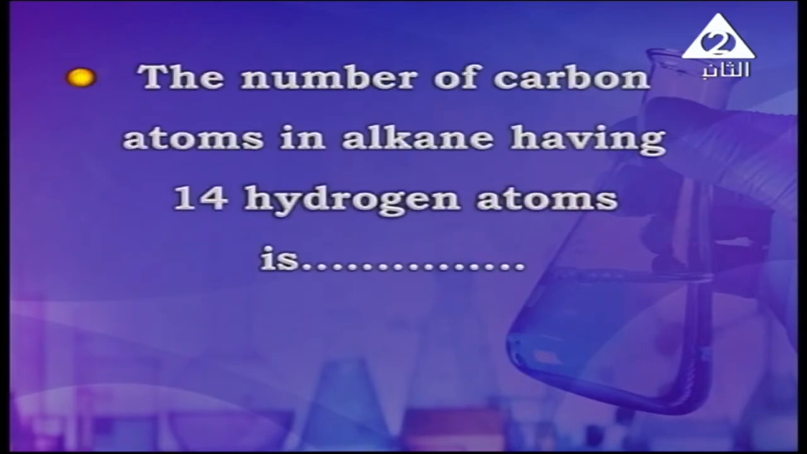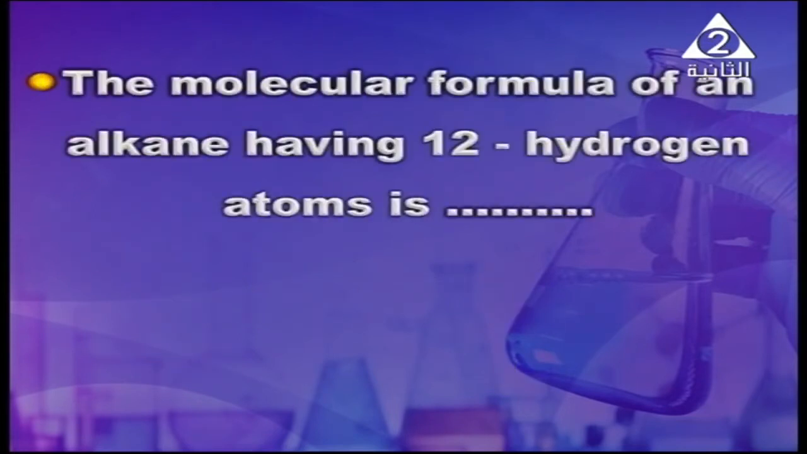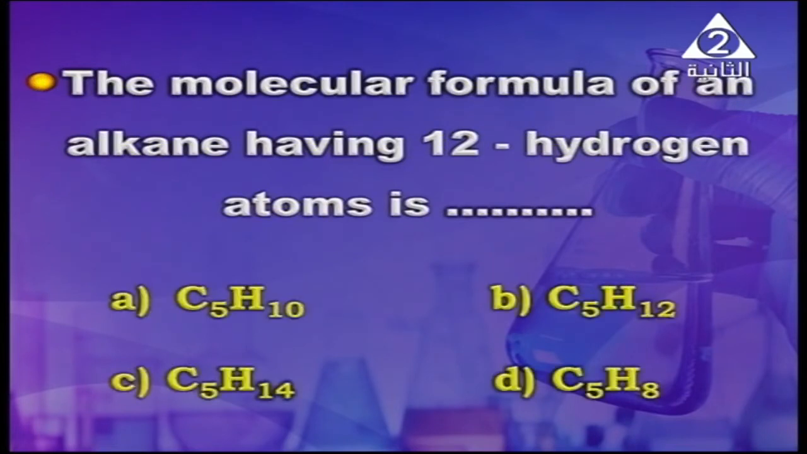Next point, the number of carbon atoms in an alkane having 14 hydrogen atoms is what? 14, 7, 6, or 5? If you think about it, yes, it will be 6. Next point, the molecular formula of an alkane having 12 hydrogen atoms is what? C5H10, C5H12, C5H14, C5H8? If you think about it, yes, it will be C5H12.